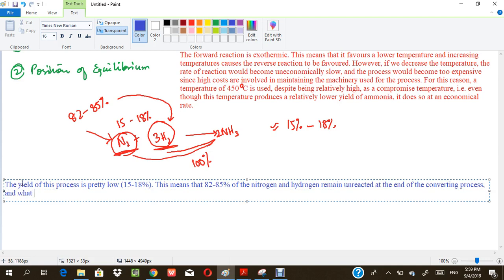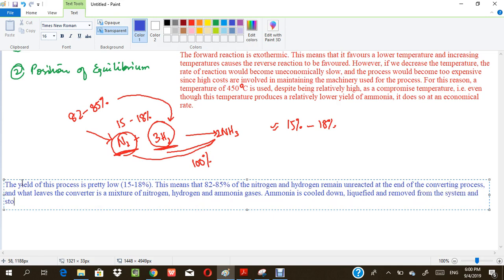And what leaves the converter is a mixture of nitrogen, hydrogen, and ammonia gases. Ammonia is cooled down and liquefied and removed from the system and stored in tanks.